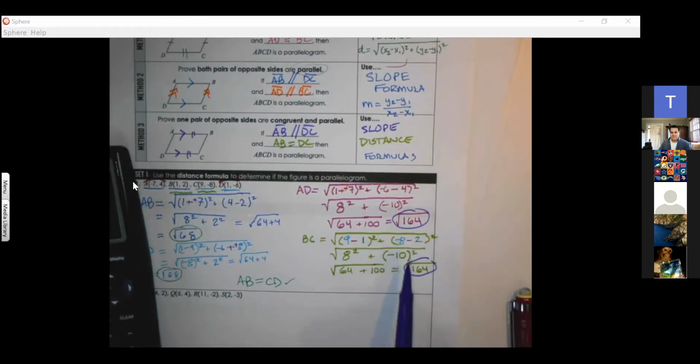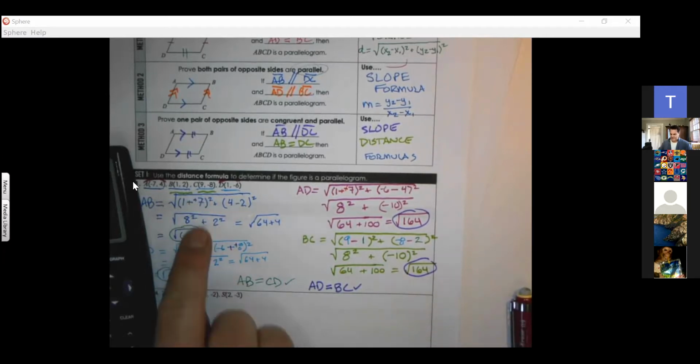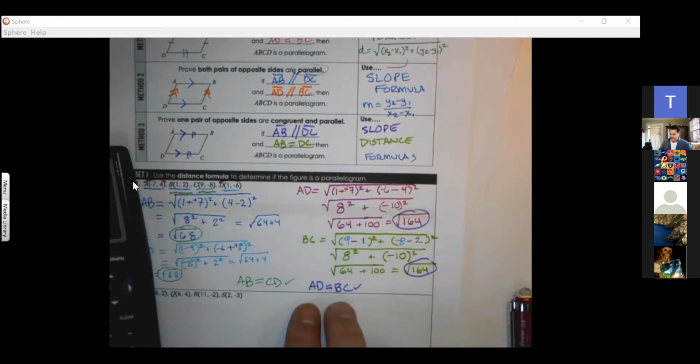When I look at those two, they're the same. So what's the fact that I can take out of that? AD equals BC. Really good. These two are the same size. So this left part gave us this fact. This right part gave us this fact. And what does that let us say overall? That it is congruent and parallel.